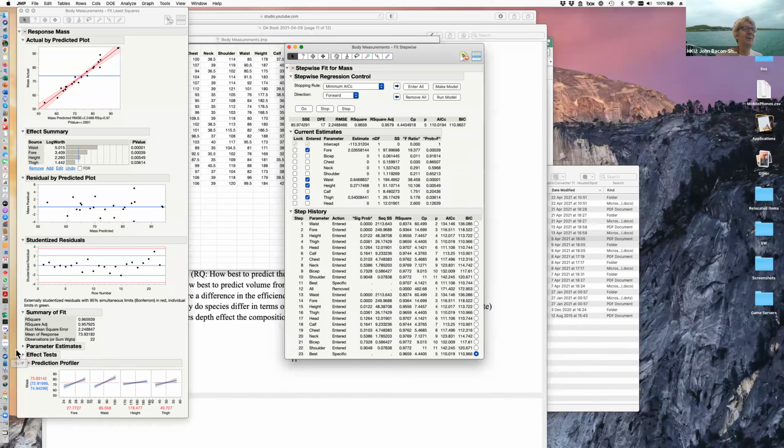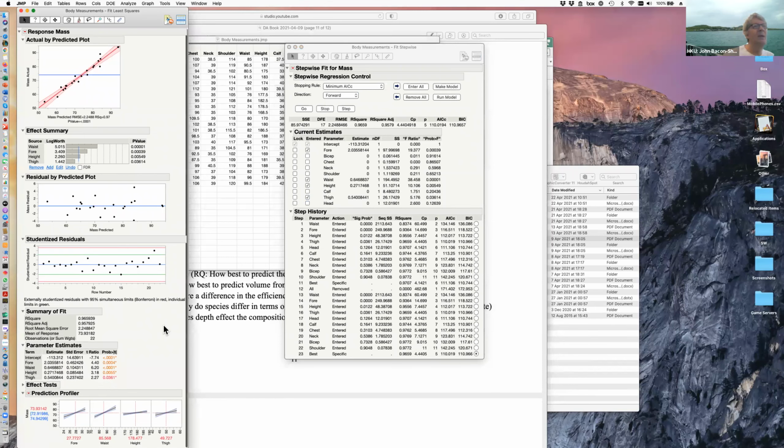So if we look at the parameter estimates here, indeed, the parameter estimates are all positive. So that's somewhat reassuring, right? We would expect that our estimate of the weight would increase as each of these increase. But how do we interpret this model? What is the scientific interpretation? So it's a bit problematic.